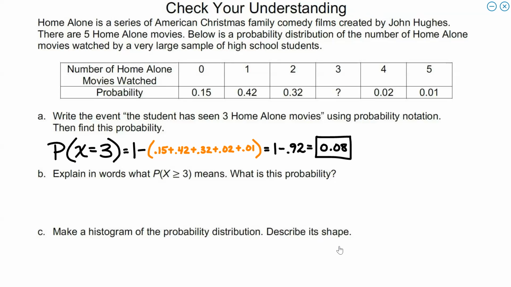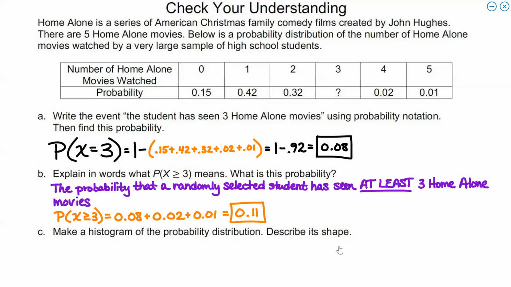What does the probability X greater than or equal to 3 mean? Yes, the probability that a student has seen 3 or more of the Home Alone movies. What is that probability? 0.11. Yep.